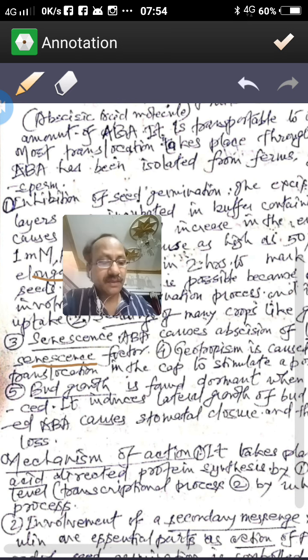Bud growth is also suppressed by the presence of an excessive amount of abscisic acid, and when it is found in very low amount, so the excessive amount and the decreased amount both cause inhibition in growth. Bud growth is suppressed, so it is the dormant stage, although the dormant stage is overcome by auxin as well.